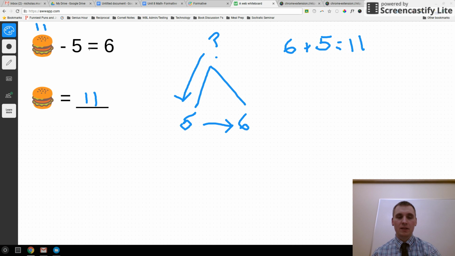Let's try it. 11 minus 5 is 6. So it's that simple. Don't let the symbols throw you off. You're just trying to find what number you would replace that unknown for.